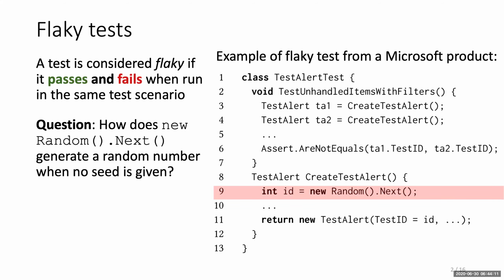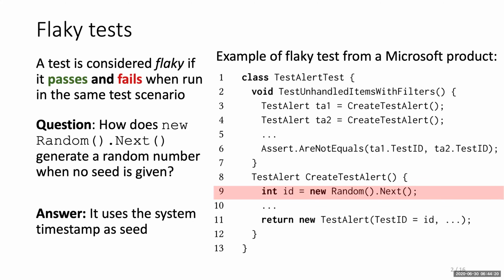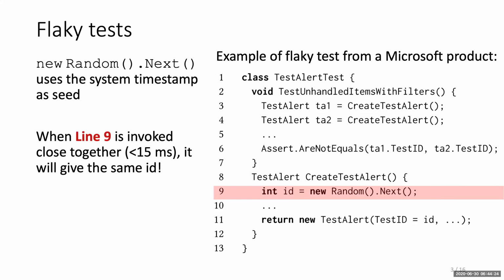Specifically, the question here might be, how does this new random.next actually generate a random number when no seed is given? And the answer to that is that it actually uses the system timestamp as the seed. So why is this problematic? Well, because if line 9 is actually invoked very close together, in fact, less than 15 milliseconds, then it will actually give you the same ID.